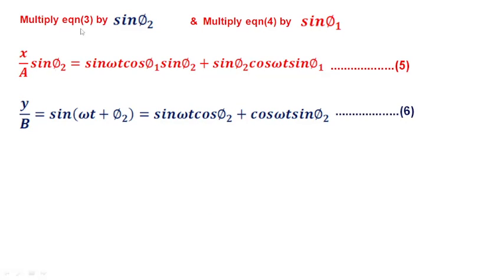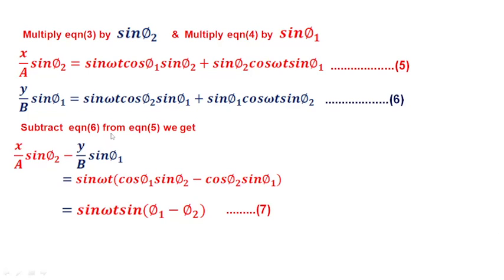So multiply equation 3 by sine phi 2 and multiply equation 4 by sine phi 1. So we will get x by a into sine phi 2 is equal to sine of omega t cos phi 1 into sine of phi 2 plus sine of phi 2 into cos omega t sine phi 1. This is equation 5. Y by b is equal to sine of omega t plus phi 2, which is equal to sine omega t cos phi 2 plus cos of omega t into sine phi 2. This is, suppose, equation 6.